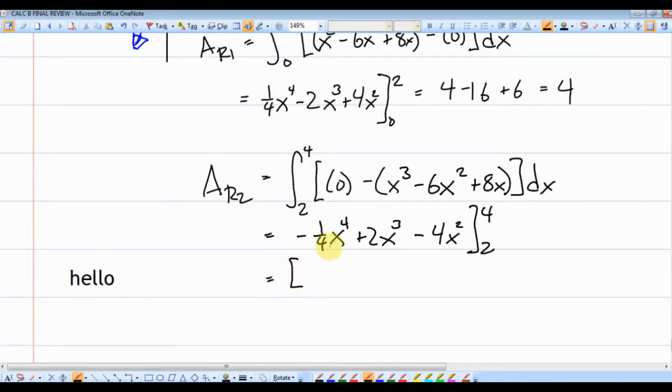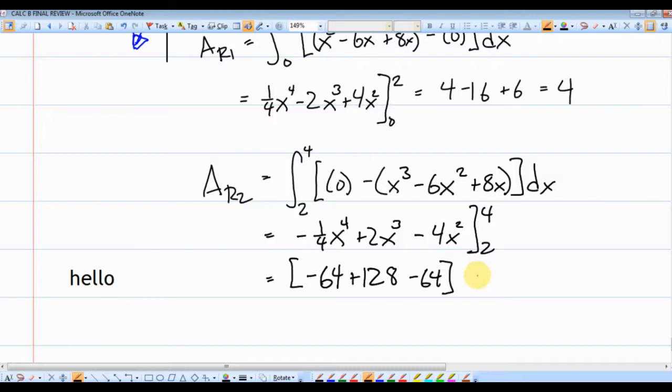Okay, let's plug in 4. 4 times 4 is 16. 16 times 16 is 256. 256 divided by 4 is 64. 4 times 4 is 16, 16 times 4 is 64, 64 times 2 is 128. Minus 4 times 4 is 16, 16 times 4 is 64. Oh my gosh, that's 0. Yay.